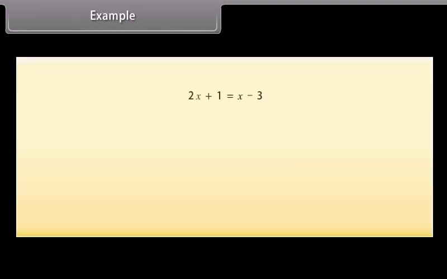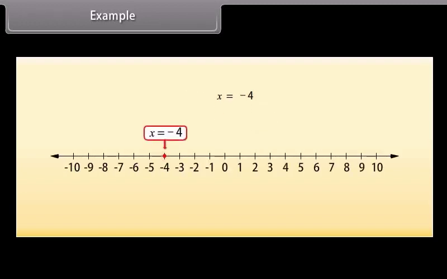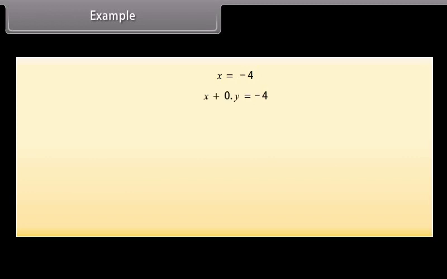Example. Let's now solve this equation and represent the solutions on the number line and on the Cartesian plane. This equation can also be written as 2x - x = -3 - 1. By solving this, we get x = -4, equation 1. Now let's see where it lies on the number line. Here it is. Now we know that x = -4 can be written as x + 0y = -4. And this becomes a linear equation in 2 variables. So the equation reduces to x = -4.